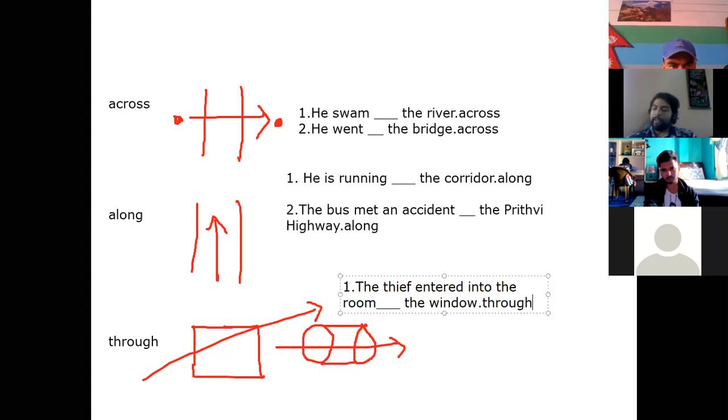Across, along, through, examples clear? Looks like no question either, right? Only across, along, through. Are you clear, students? Yes, sir. Very good.